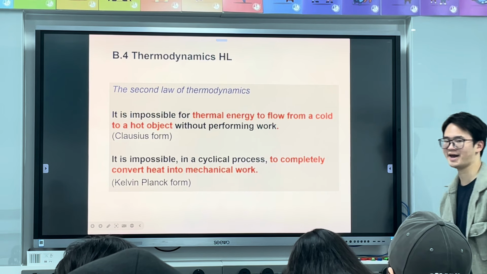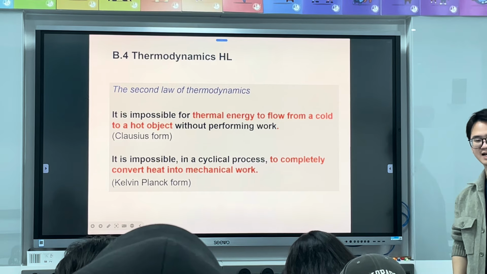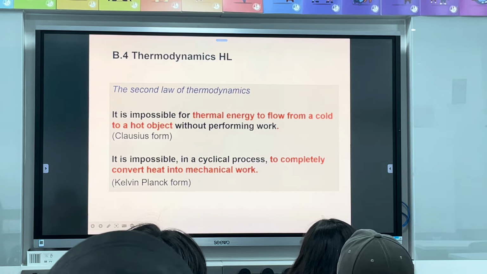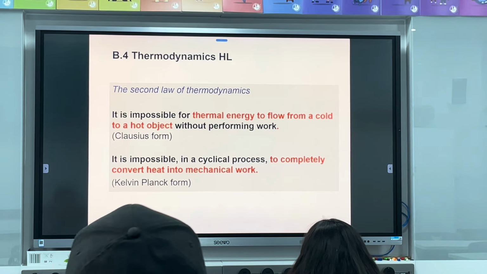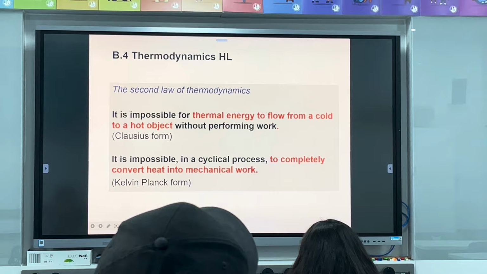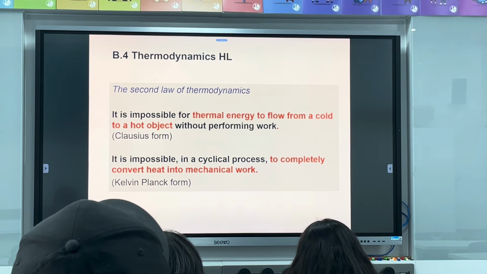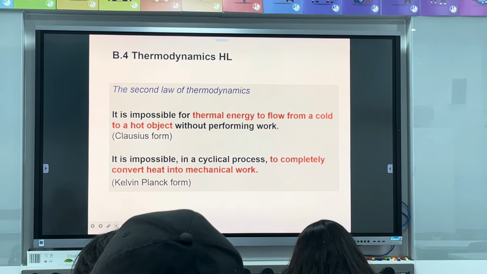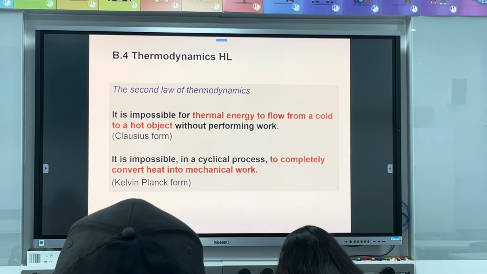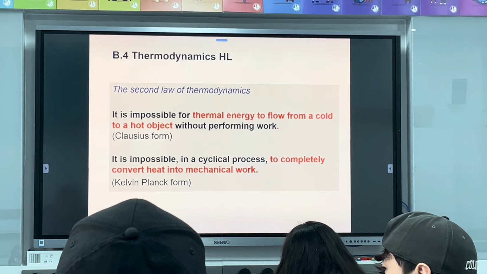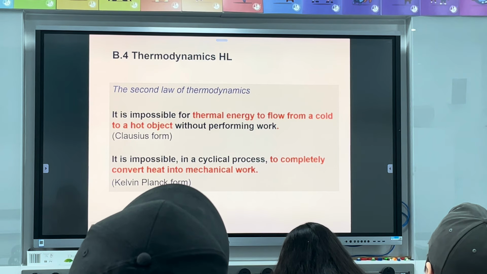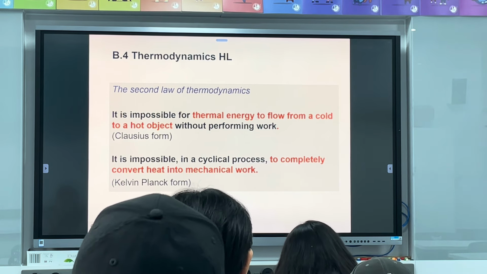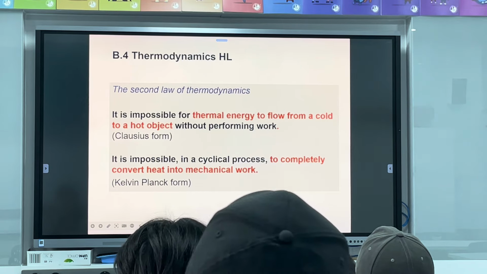All right. There are other ways of restating the second law of thermodynamics. Jason, would you please read both of them for me? It is impossible for thermal energy to flow from a cold to a hot object without performing work. It is impossible in a cyclical process to completely convert heat into mechanical work. Okay, so the first one basically is saying that thermal energy is always flowing from a hotter object to a colder object, right? Unless you perform work, unless you use a heat engine, use an AC, use a refrigerator, right?